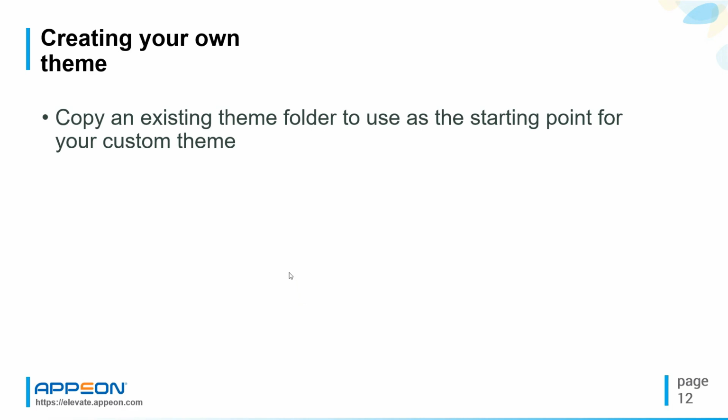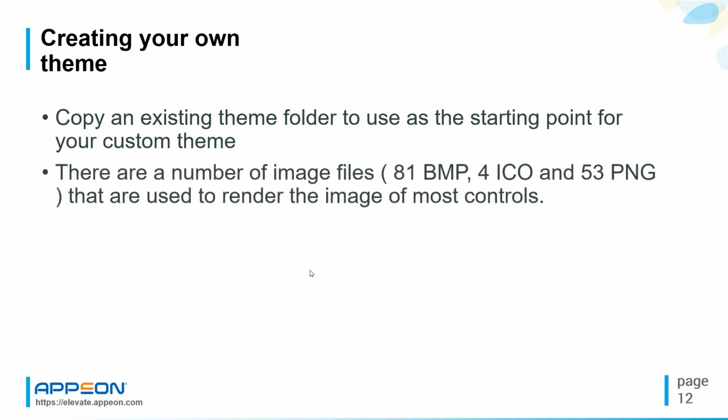Well, the first thing I would recommend, if you're going to create your own theme, and it's what I did, is to copy an existing theme folder. The reason you want to do that is because there are a large number of image files involved. There's 81 bitmaps, 4 icons, and 53 PNG files. Actually, it just occurred to me, this was with 2019, the original release.